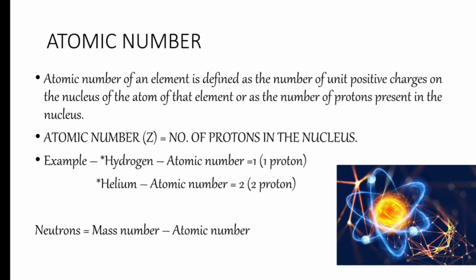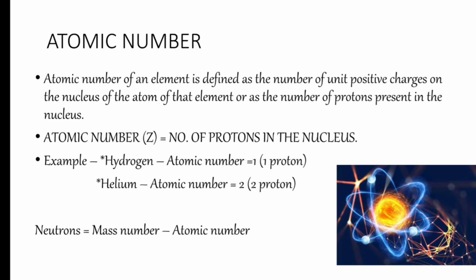Atomic number of an element is defined as the number of unit positive charges on the nucleus of an atom of that element, or as the number of protons present in the nucleus. Simply we can say atomic number is equal to the number of protons in the nucleus. Atomic number is represented by Z. The number of electrons is also equal to the number of protons. For example, hydrogen's atomic number is 1, so it has 1 proton. Helium's atomic number is 2, so there are 2 protons in it.